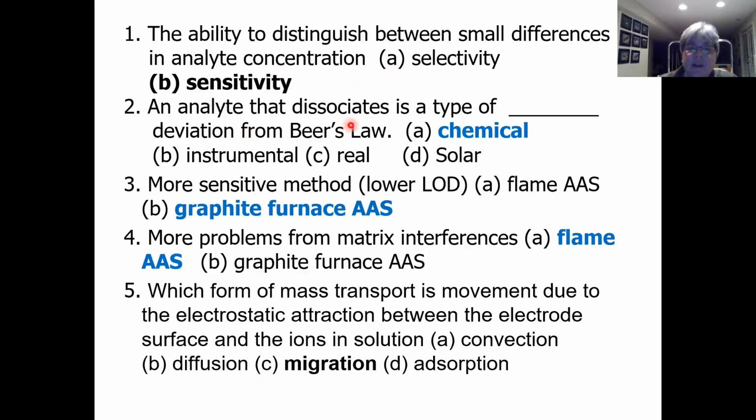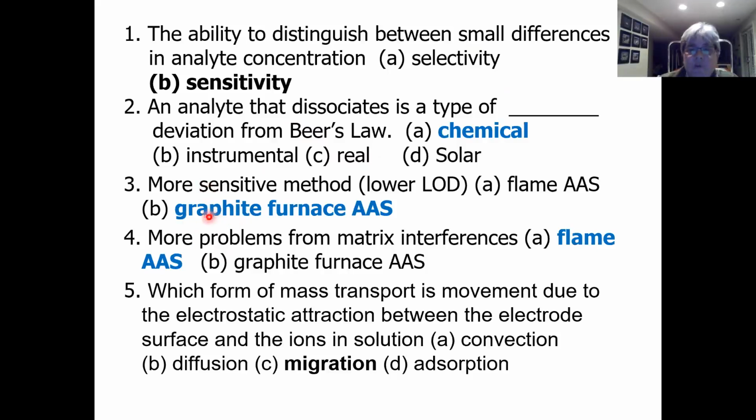This one: an analyte that dissociates is a type of what kind of deviation. Okay, this one was chemical. But you should also know what are examples of instrumental deviations. What is an example of real deviations? Solar deviations don't exist. I made that up, so you don't have to know that. But make sure you look at each choice and understand that.